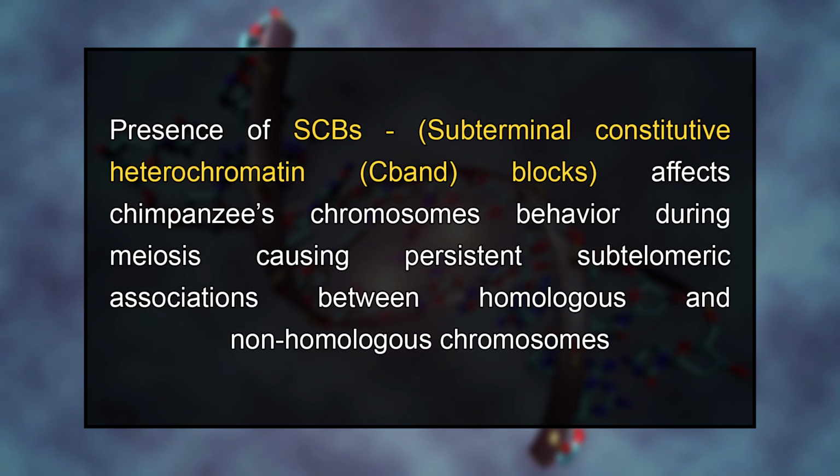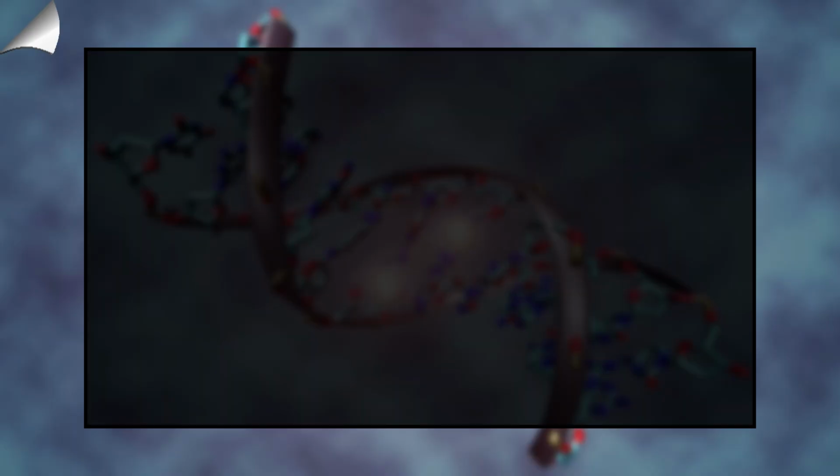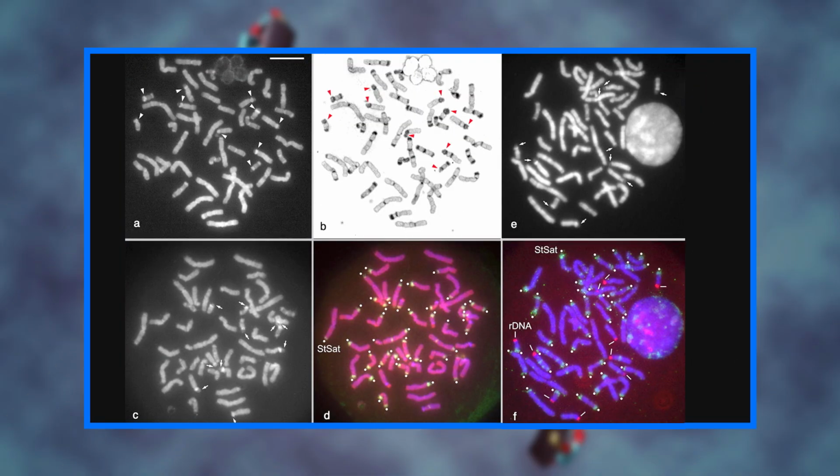The presence of such SCBs affects chimpanzees' chromosome behavior during meiosis, causing persistent subtelomeric associations between homologous and non-homologous chromosomes. As a result of homologous and ectopic recombinations, chimpanzees demonstrate greater chromatin variability in their subtelomeric regions.